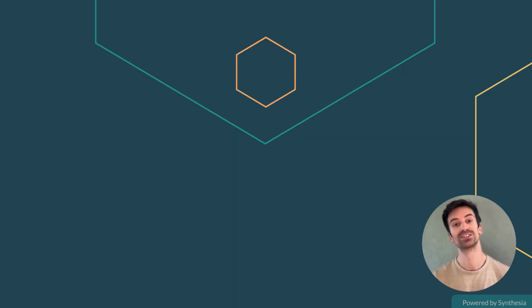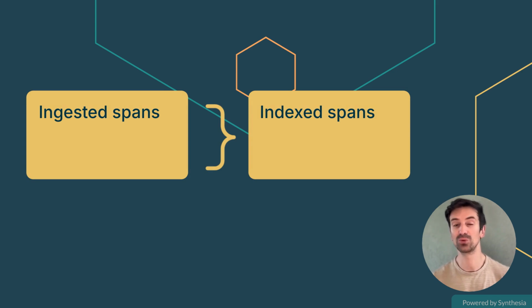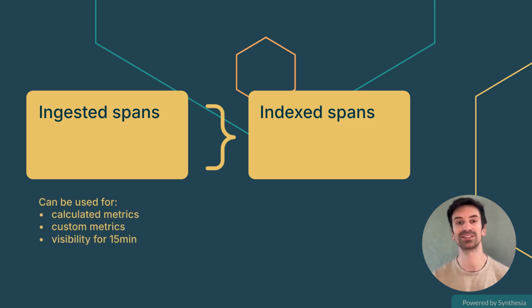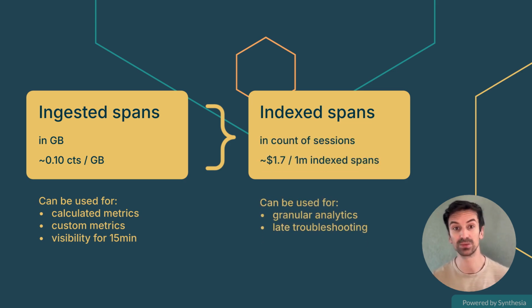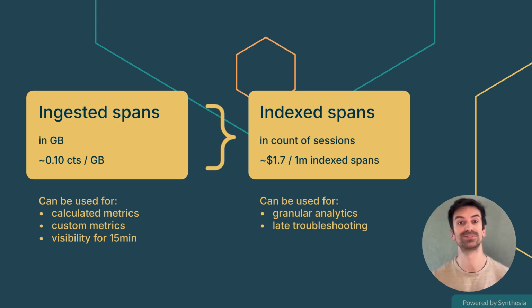These two components, ingested and indexed spans, work similarly to logs and RUM. They're consumption-based. Ingested spans are visible for about 15 minutes, which is great for real-time troubleshooting and creating span-based metrics. Since the cost of ingestion is relatively low, most teams send all spans to Datadog and then apply tail-based sampling afterward. For data that needs to be kept longer, such as critical or slow troubleshooting traces, you can store them as indexed spans for deeper analysis.